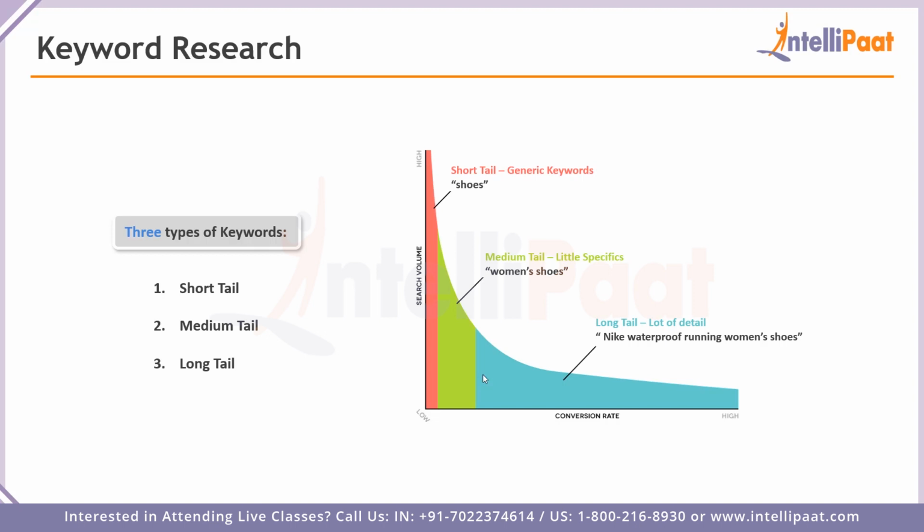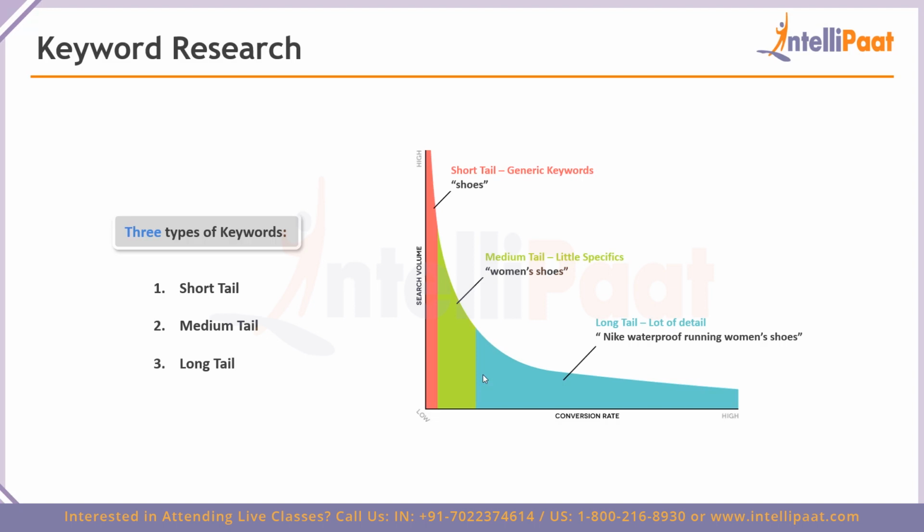So the people who type shoes are higher in number when compared to people who type women's shoes. That is higher in number when it comes to people searching for Nike waterproof running women's shoes. And that's pretty clear from the graph, right? So search volume is basically the number of people who are actually searching for it. So in this aspect, there are more people who search for short-tailed keywords than medium-tail and long-tail keywords. That's an advantage because a lot of people search for that and Google knows this as well.